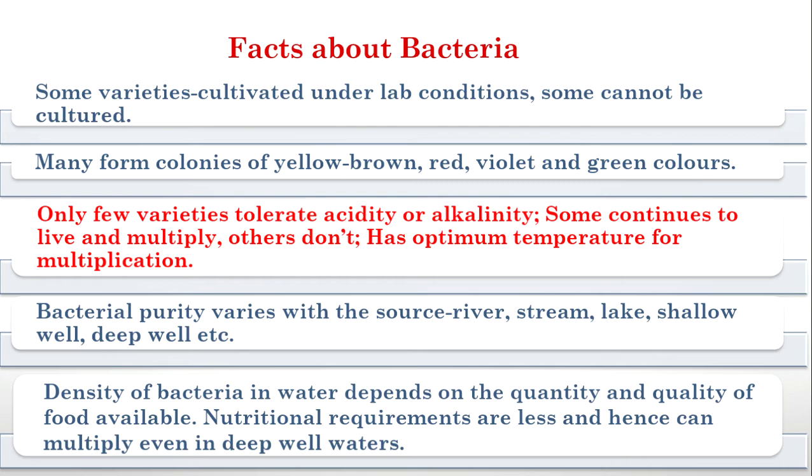According to the sources, whether bacteria is present or not, how much bacteria is present and all varies. And the density of bacteria in water depends on the quantity and quality of food available for them in water. Okay, so bacteria need some kind of food, right? So according to the food availability in water, the quantity and quality of bacteria varies. Nutritional requirements are less and hence they can multiply even in deep well waters, where there is little nutritional content.